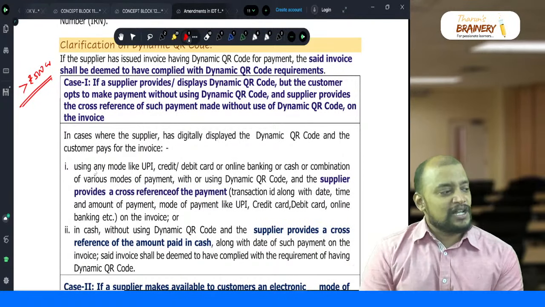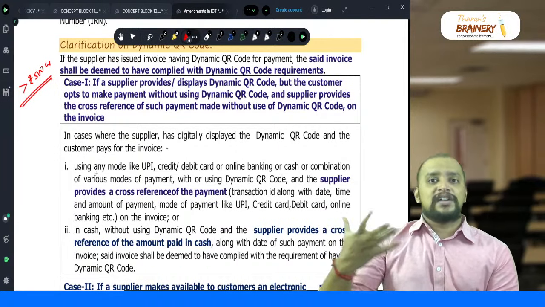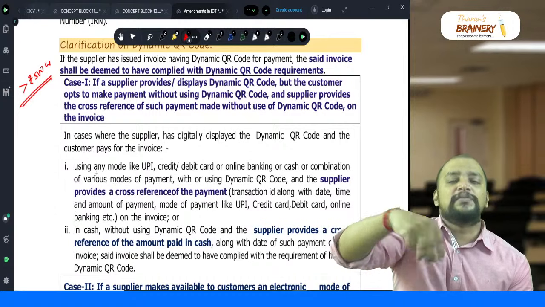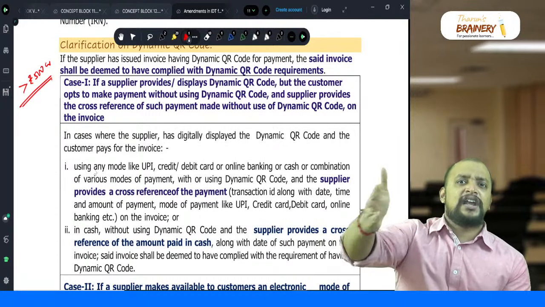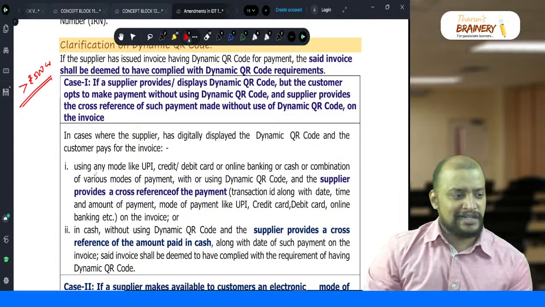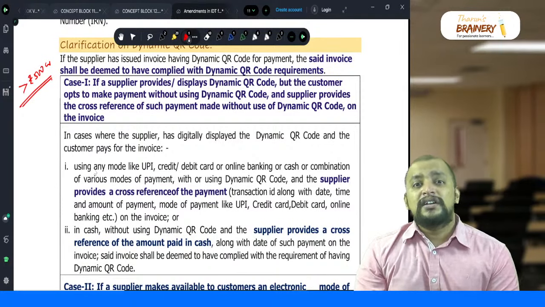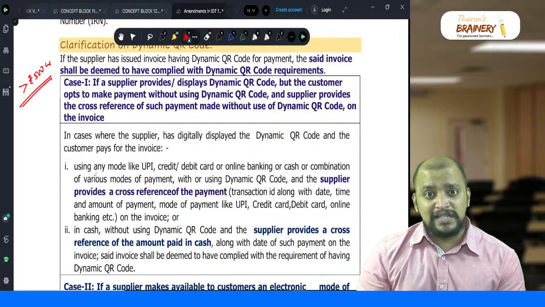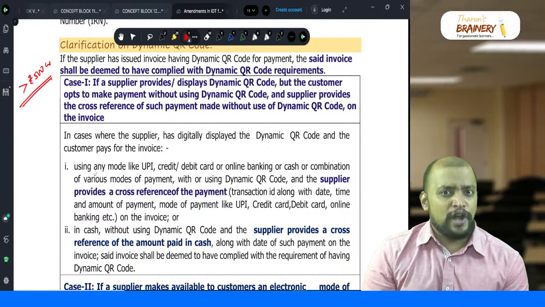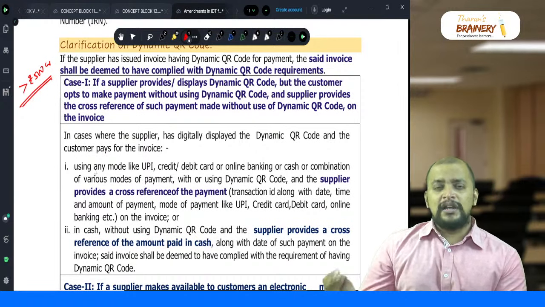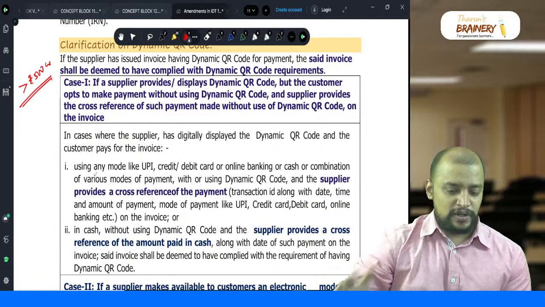If that supplier's turnover during any previous year exceeds 500 crores, then dynamic QR code will be required. Suppose that supplier's turnover during any of the previous years does not exceed 500 crores, then simple pay on delivery option applies. So normally you make the payment and the product will be delivered. Then that will be applicable.